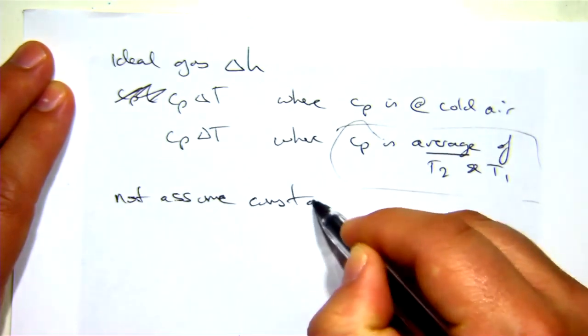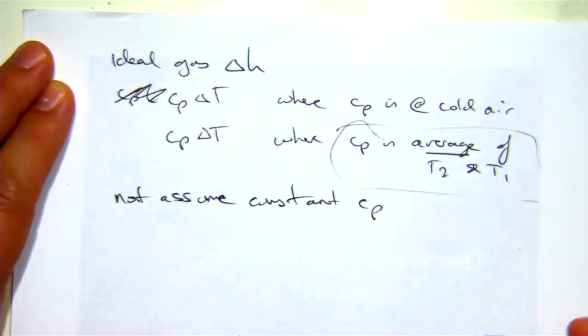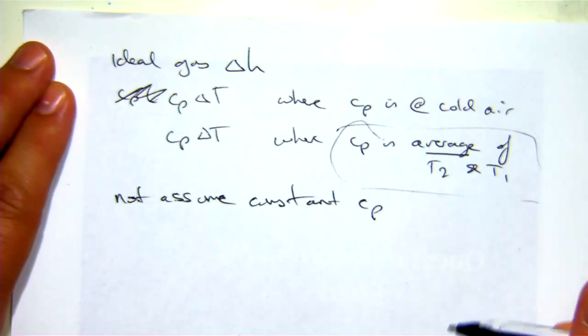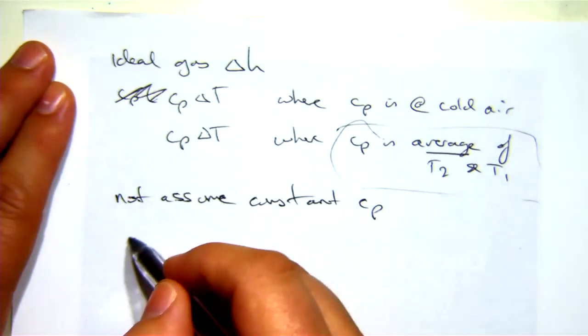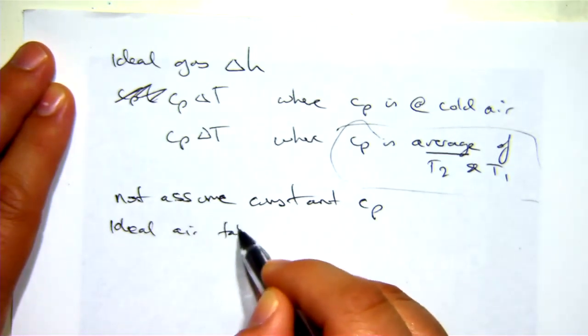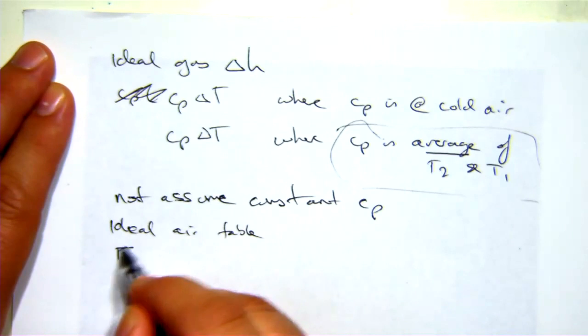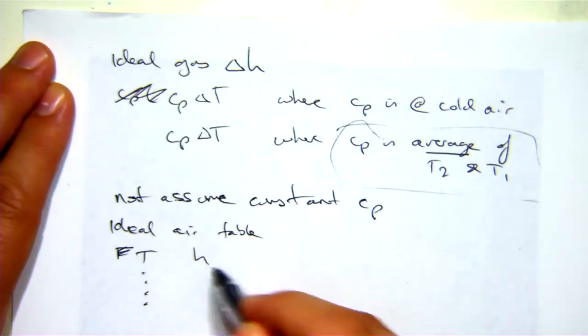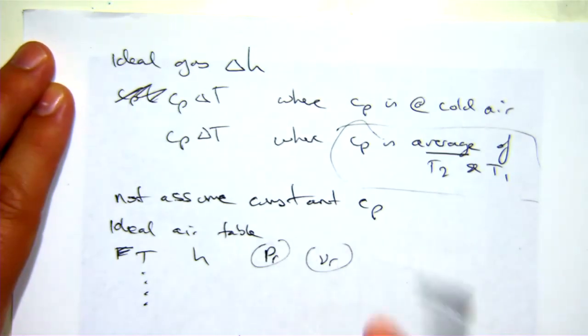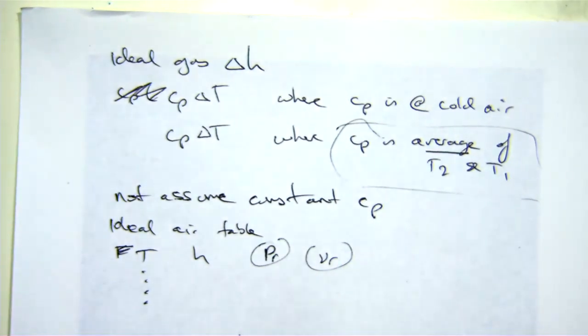The last one is to not assume constant Cp. How do I do that? What that means is now I tabulate a whole bunch of stuff. For an ideal gas, I can have an ideal air table that lists temperature, enthalpy, and two new guys, Pr and Vr. And these are the guys that we use to move around this table. And I'll show you how. I'll show you an example of the table. This table is in the one that you can download off the LMS, if you want to have a closer look at it.